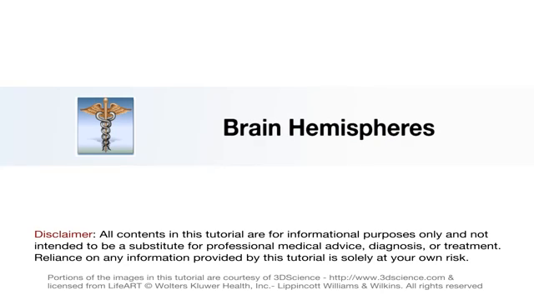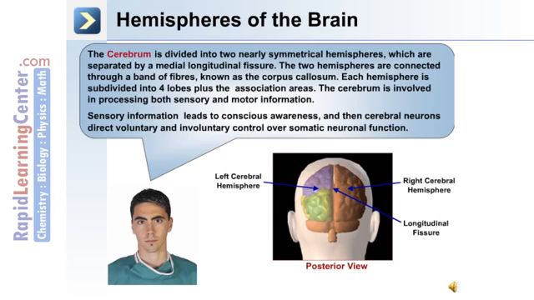Now let's move on to discuss the brain hemispheres. The brain is divided into two main hemispheres, a left and a right. The hemispheres of the brain are separated by the longitudinal fissure. The cerebrum is divided into two nearly symmetrical hemispheres. The two hemispheres are connected through a band of fibers known as the corpus callosum.